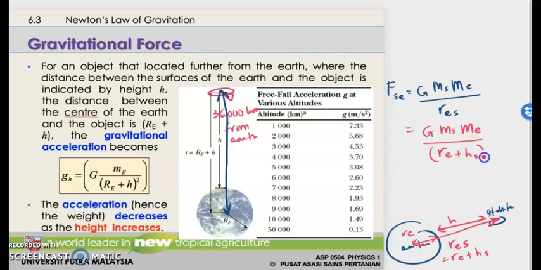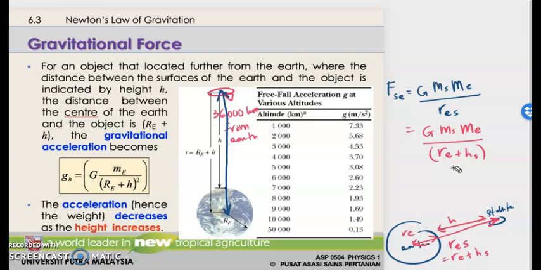G, mass of satellite, mass of Earth, over R of Earth plus height of the satellite from Earth, squared. Okay, it does not apply to just satellites, it applies to anything with a very high height. You understand what I'm saying? So if we were talking about a satellite, this applies. If we were talking about Mount Everest, it applies. Where the height is quite large or almost the same as RE, you have to include it in the equation.